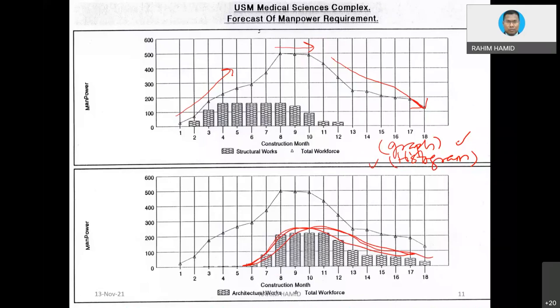This situation, we call it resource smoothing, the concept of resource smoothing. Similarly, in the bottom graph, this is what we call smoothing. Smoothing meaning to say gradual increase, and then the peak, we cannot do anything because of course when the work is at the peak, everything is at maximum capacity there, then you will reach a maximum point, and then you gradually decrease when the work is getting less and less.